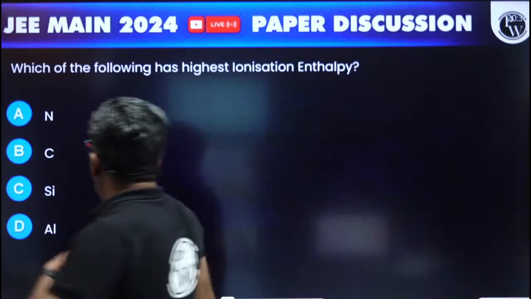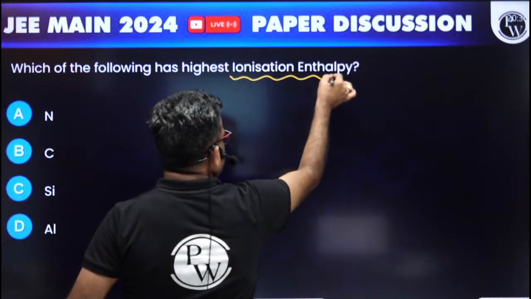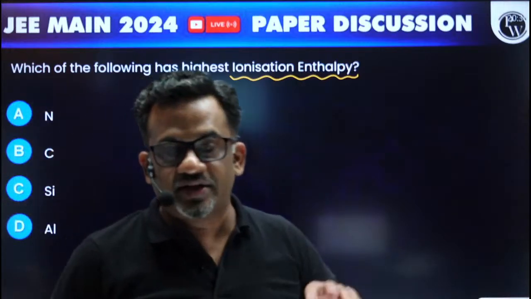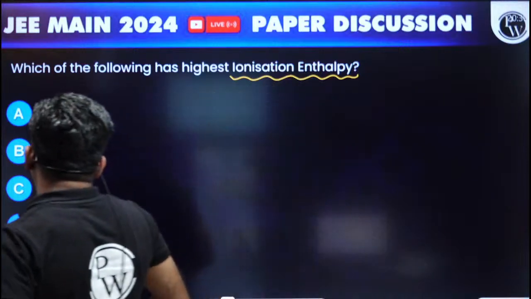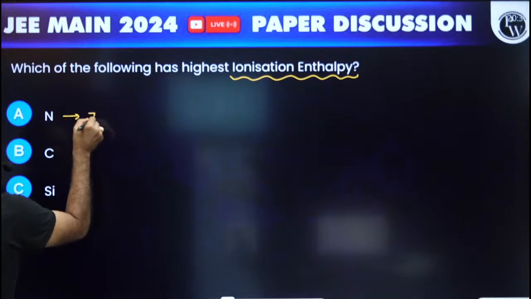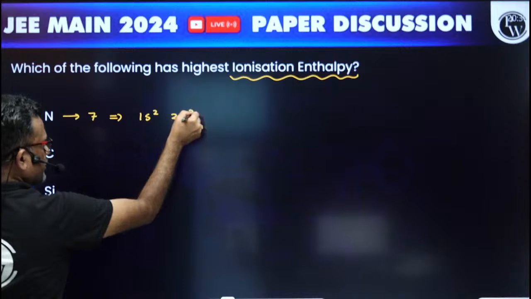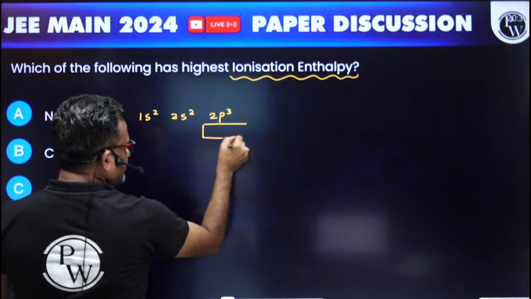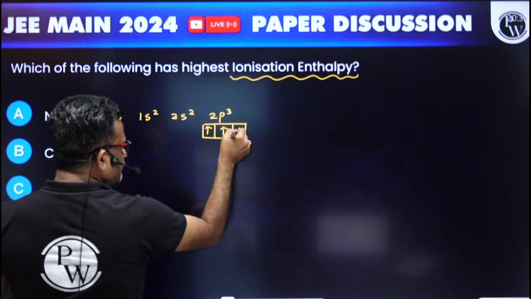Next. Which of the following has highest ionization enthalpy? What is ionization enthalpy? The amount of energy required to remove the outermost electron from an isolated gaseous atom to convert it into a gaseous cation. So in which case it is very difficult to remove the outermost electron. Nitrogen, atomic number being 7, has configuration 1s2, 2s2, 2p3. So its outermost electrons are in the 2p orbital. In the 2p orbital, there are 3 electrons.